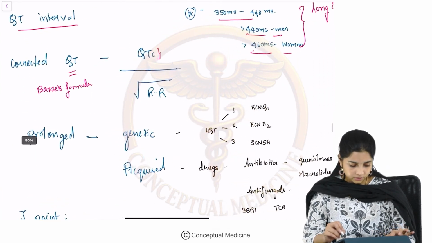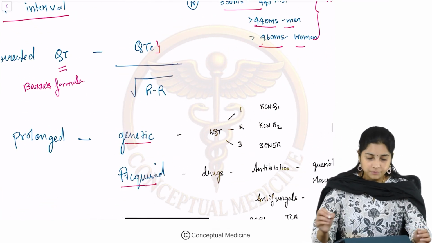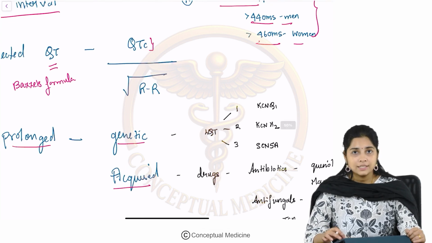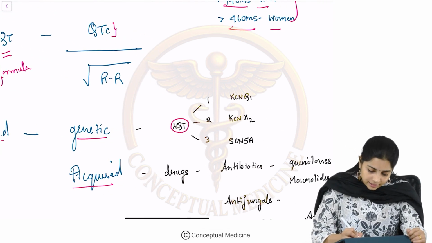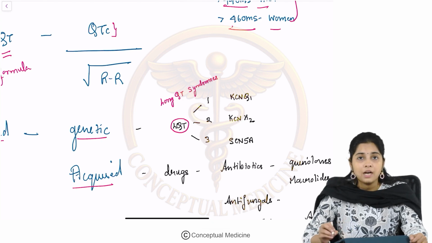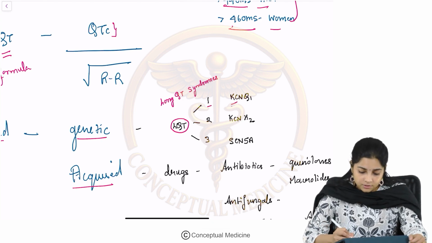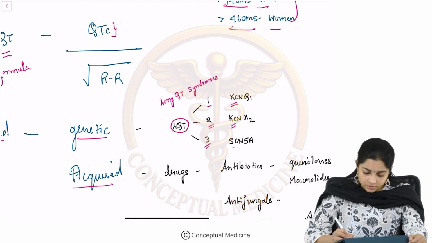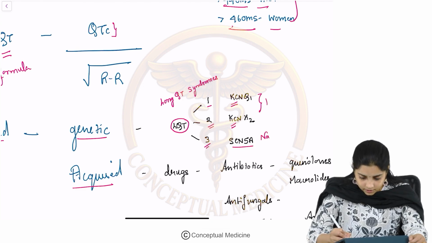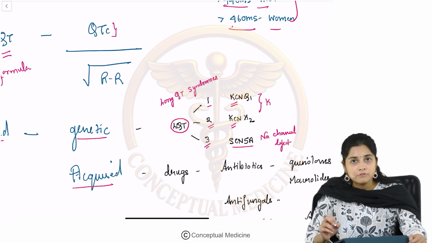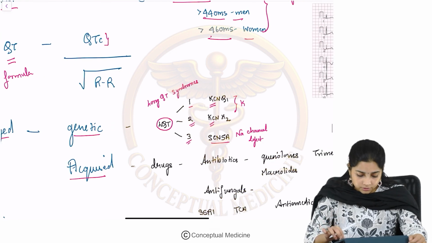Now, let us look at the causes for prolonged QT. The prolonged QT can be due to genetic as well as acquired causes. The genetic causes are called congenital long QT syndrome. LQT stands for long QT syndromes. They are of different types. Type 1 is due to a potassium channel defect. Type 2 is also due to a potassium channel defect. Type 3 is your sodium channel defect. So, that is about your congenital long QT syndrome.